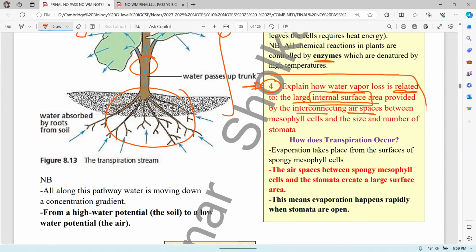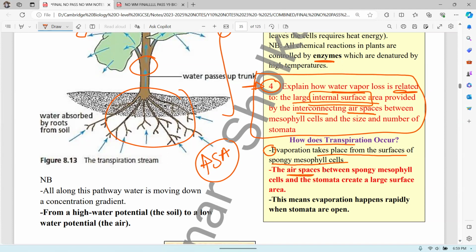So this simply tells you that if you have more stomata, if you have bigger stomata, if you have so many air spaces, this will increase transpiration, as we all agree, because this is going to increase surface area. So evaporation takes place from the surface of the spongy mesophyll cells. I hope this sentence is understood. You have to make sure you understand every sentence. And if there is something that you do not understand, you have to ask.